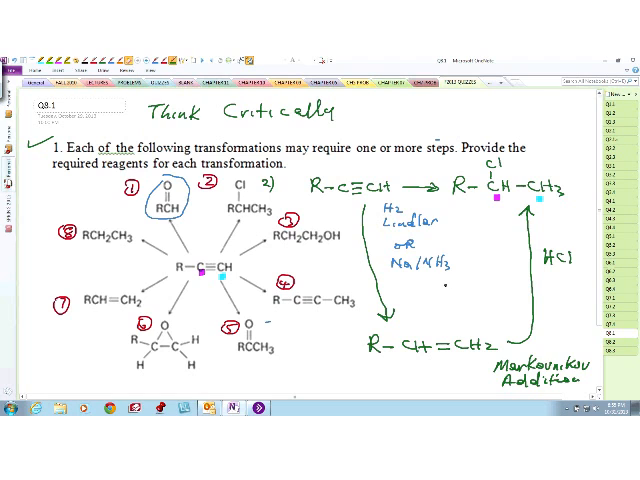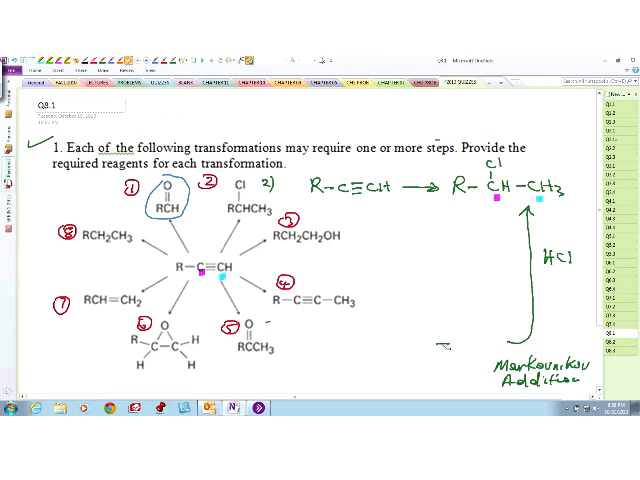Okay, so when you have this kind of problem in which you need to do more than one step synthesis, you need to analyze the process, starting from the starting material to the product. Okay, let's go to number 3. But I'm glad you are thinking though, that's good. That's what you need to do, you have to think.